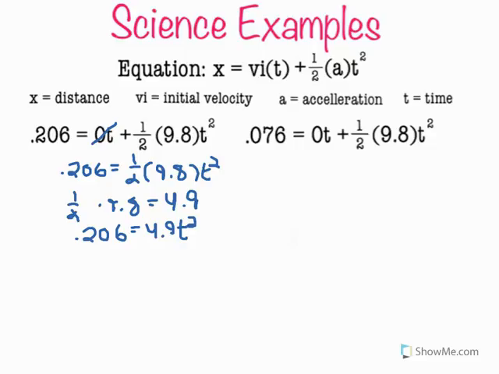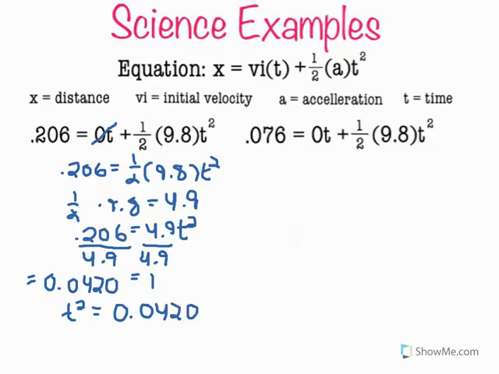Now, we want to isolate t squared by dividing 4.9 from each side. 4.9 divided by 4.9 is 1, and 0.206 divided by 4.9 is 0.0420. Therefore, t squared is now equal to 0.0420. We can finally solve for t by taking the square root of each side.